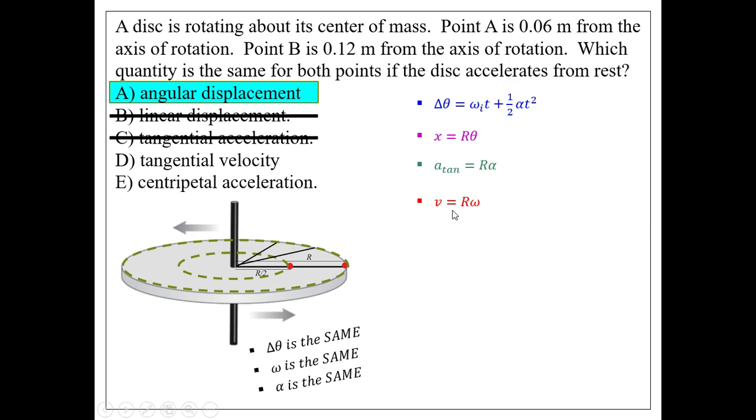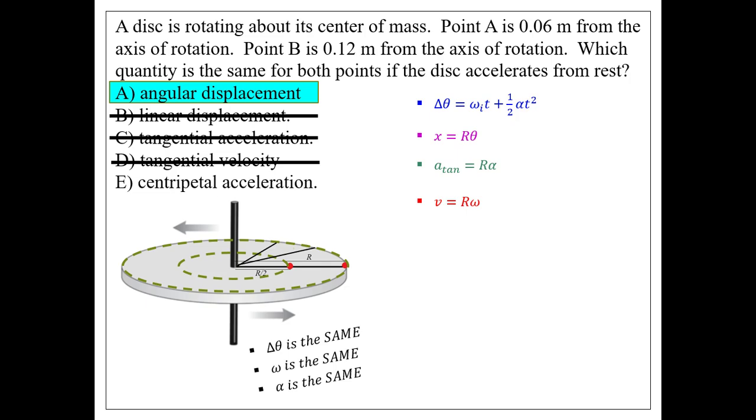v is equal to R omega. If omega is the same and R is different, well, bigger R, bigger v; smaller R, smaller v. So therefore the point on the outside has a bigger R, and therefore it has to have a greater tangential velocity or tangential speed. Alright, so we're looking for the stuff that's the same, so let's cross out D. v cannot be the same.